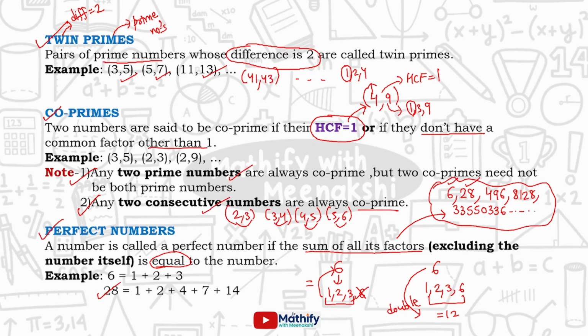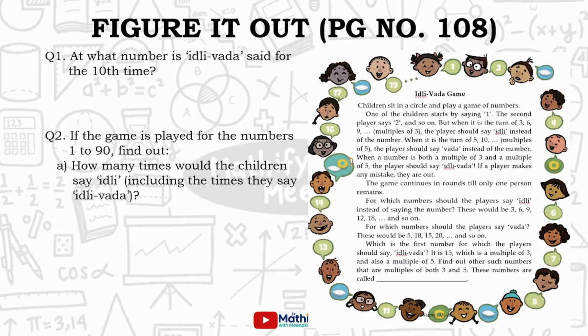Now let's move to the first Figure it Out of this chapter, that's on page number 108 of your textbook. But before starting this Figure it Out, you should know one game that's in your book, the Idli Vada game. So I will tell you what the game is about. All students will sit in a circle and start counting numbers one by one. But there is a twist. If a number is a multiple of 3, a child will not say the number, they will say idli. And if the number is a multiple of 5, then they will say vada.